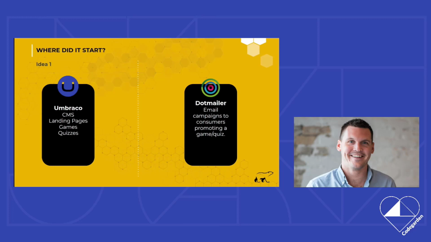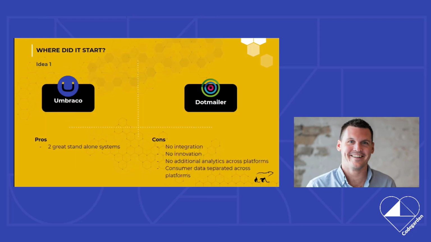This was our first idea: let's build Umbraco alongside a Dotmailer platform, which is obviously now Dotdigital. Two very separate systems, but excellent in their fields. But our issue with this was there wasn't much creative thinking. The pros and cons of a system like this: you've got two fantastic systems, both in their own right, but no innovation, no integration, and most importantly, no shared consumer analytics across these two platforms.